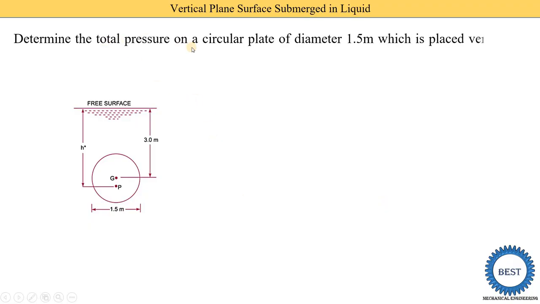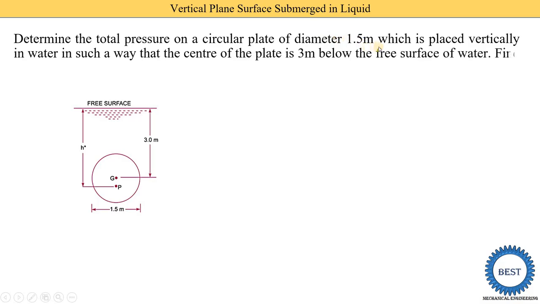Determine the total pressure on a circular plate of diameter 1.5 meter. In this diagram we see that this is a circular plate and the diameter of the circular plate is 1.5 meter, and this is the free surface of the water level. The plate is placed vertically in water in such a way that the center of the plate is 3 meter below the free surface of the water.